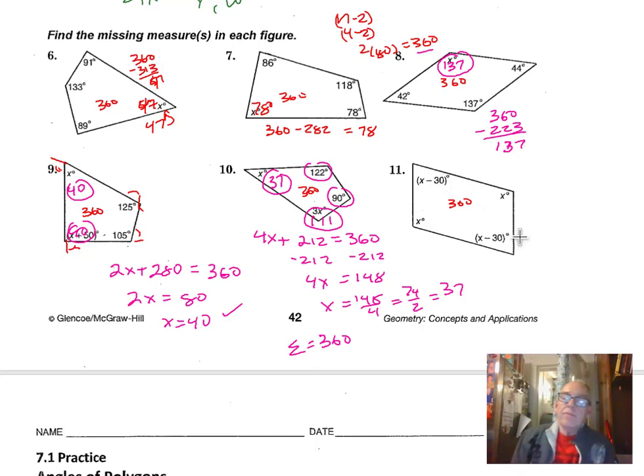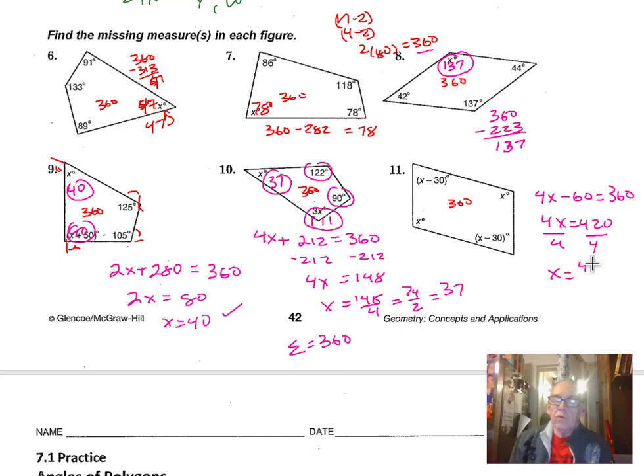Looking at number 11, same thing. X's, 1, 2, 3, 4 x's. Numbers minus 60 equals 360. Add 60 to both sides. 4x is 420. Divide both sides by 4. X is 420 over 4, which is 210 over 2, which is 105.